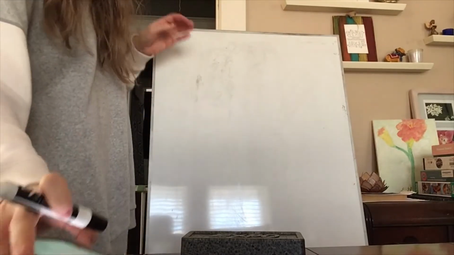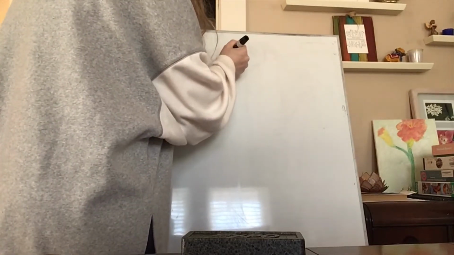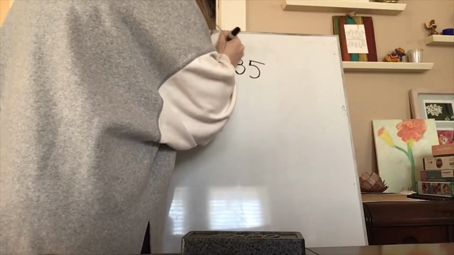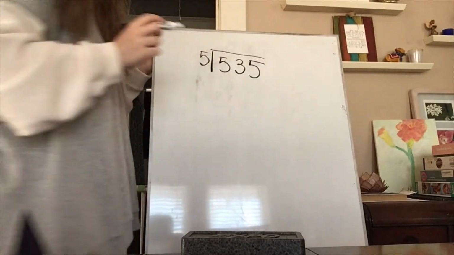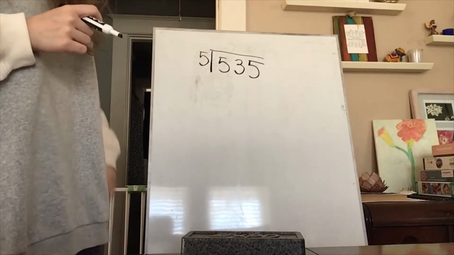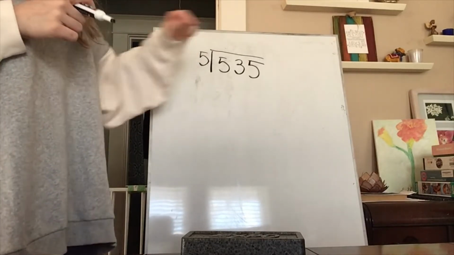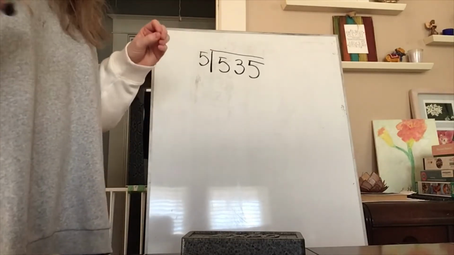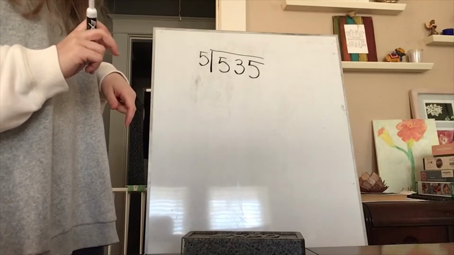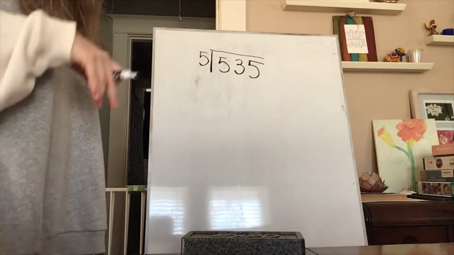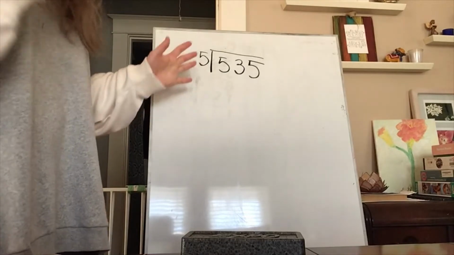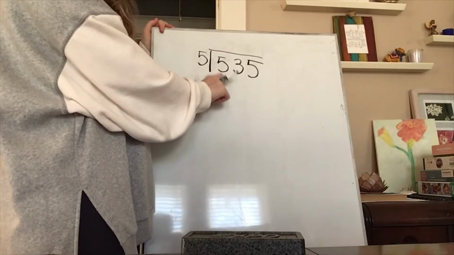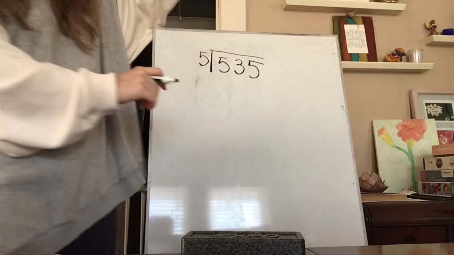So, if we have, this is that first problem at the top that's solved for us. 535 divided by 5. So if you don't have the sheet, you should be writing this on paper. If you do have the math sheet, you don't need to write this because it's already there. So now we know the first step is see how many times the divisor goes into our first digit. How many times can 5 go into 5?